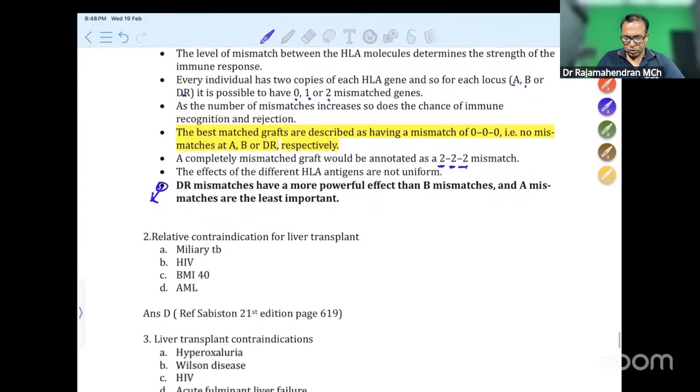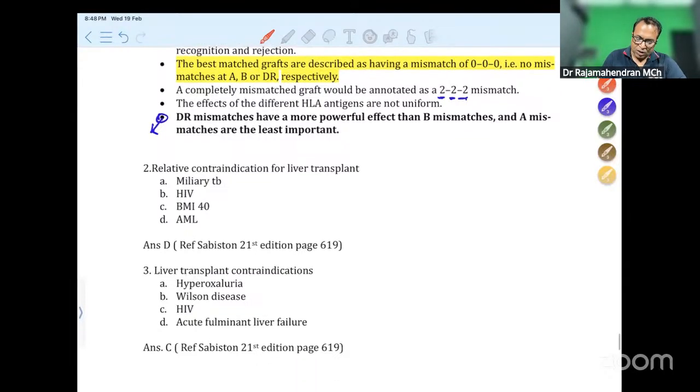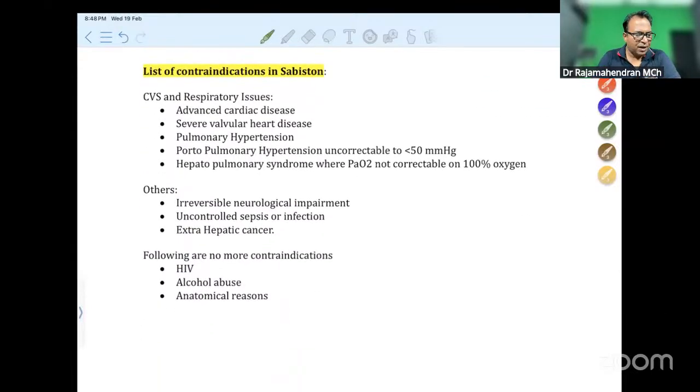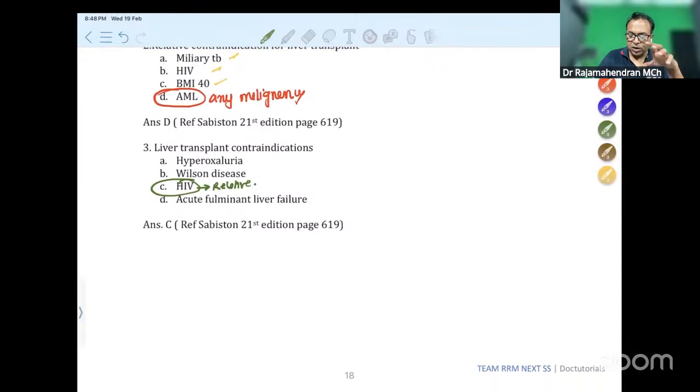Please don't forget this. There were 2 questions in the same exam on relative contraindication of liver transplant. In the relative contraindication for liver transplant, the answer is any tumor in the body. So any malignancy is a contraindication. TB, HIV, obesity are now not contraindications. Another question was also there on liver transplant contraindication. HIV was once upon a time a relative contraindication. So you have to go through this list of contraindications in Sabiston. This question actually was not a proper recall, but every year they ask questions from liver transplant contraindications.